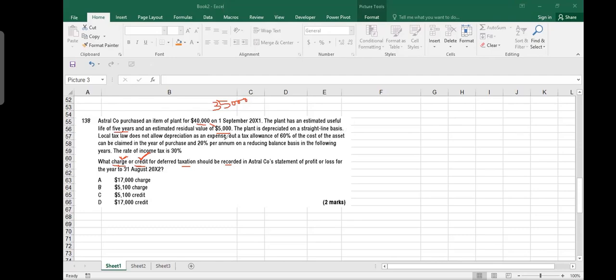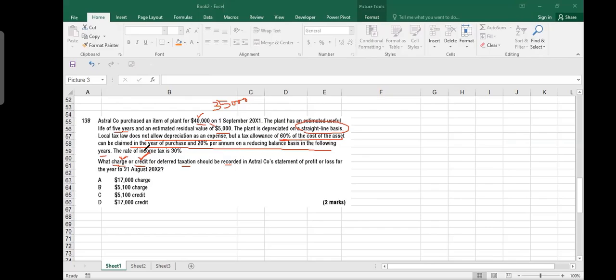On straight line basis, local tax does not allow depreciation as an expense, but a tax allowance of 60% of the cost of the asset can be claimed in the year of purchase and 20% per annum on a reducing balance basis in the following years. Okay, so in our internal IFRS financial accounting, we are depreciating it on a straight line basis. But your local tax legislation says that you can charge 60% of the cost, which means 60% of 40,000 in the first year, and then 20% per year on the reducing balance in the following years.